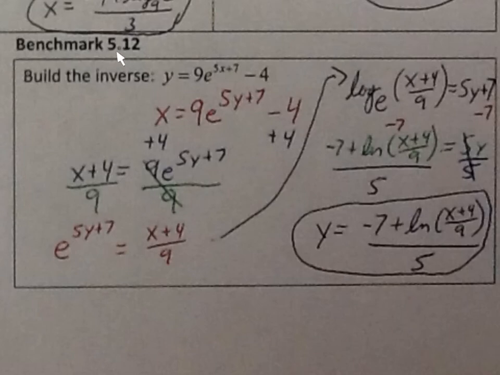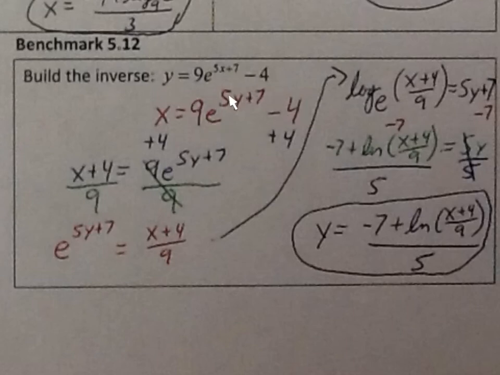Alrighty, let's look at 512 here. I want to find the inverse of this exponential function. So the inverse, the first step is always switching your y and your x. So see, that's x now, and that's y. That's our first step. And then our next step is to solve for y. And that's a little ugly. Now this one has a lot of numbers. The last benchmark did not.